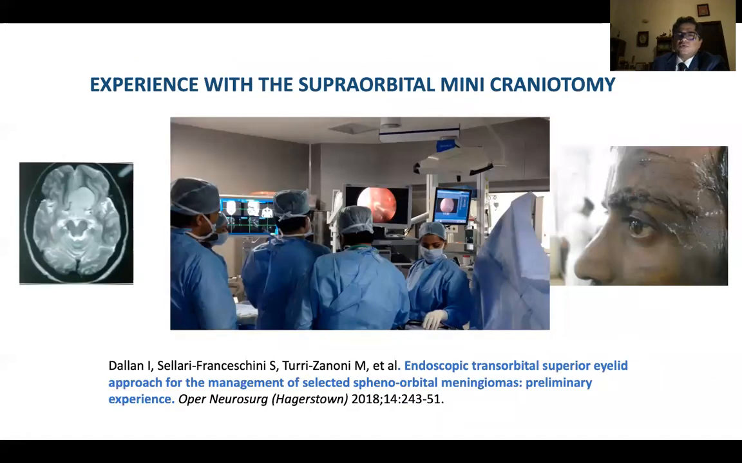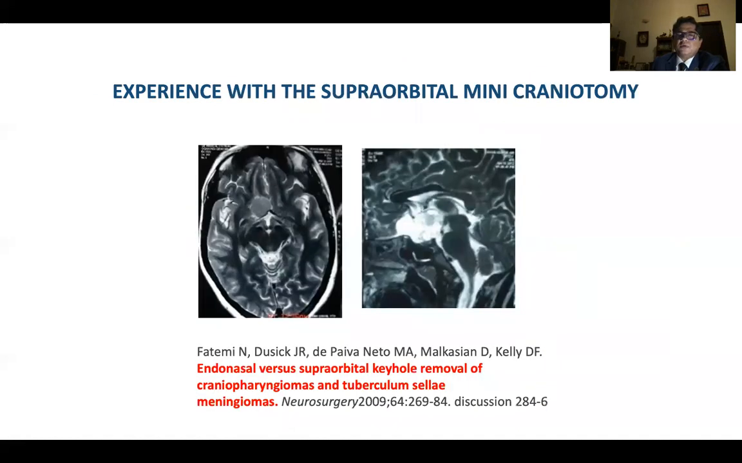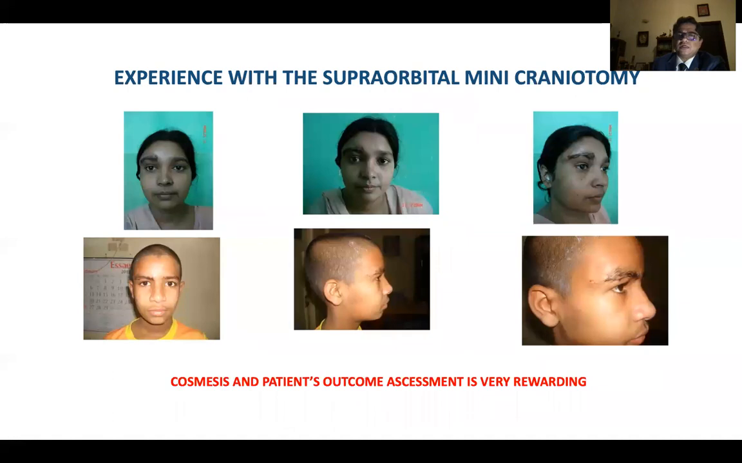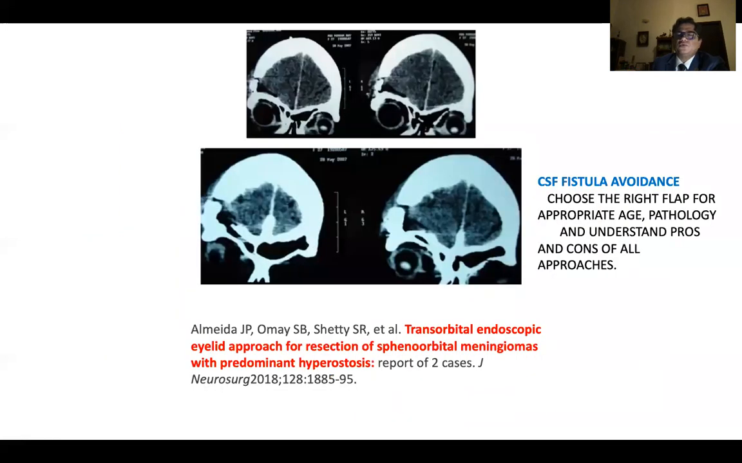The pure endoscope is possible, but we have to build more experience with this. And this probably will become the standard for removal of the meningiomas and craniopharyngiomas of this level. In large series, 95% of patients have had very good cosmetic results, but sometimes this can be an issue, but we have to learn from the maxillofacial surgeons how to do this.